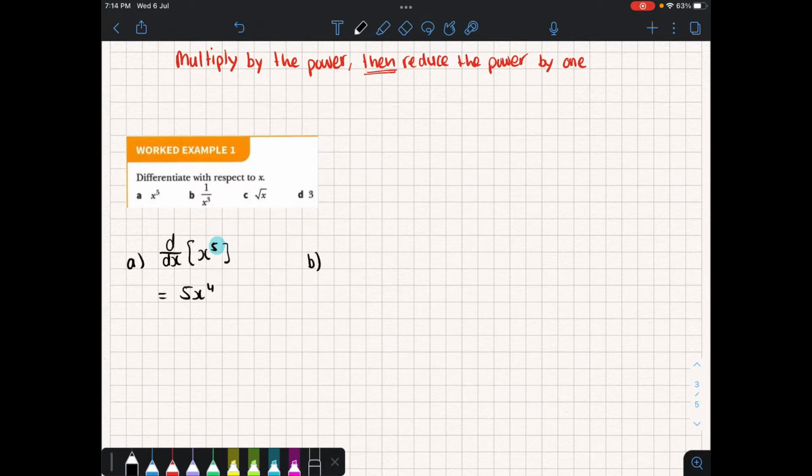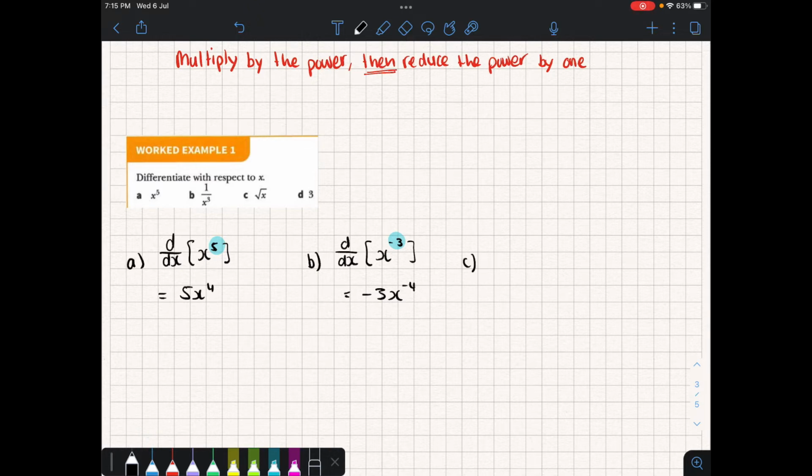Now for B, we want the derivative d by dx of 1 over x cubed. I can't differentiate when the variable is on the denominator, so I'm going to use index notation to bring it up to the top. This is going to be x to the power of minus 3. Now I can differentiate it like before. I'm going to first multiply by the power, and then reduce the power by 1. I need to be careful here because this is a negative number. So when I reduce negative 3 by 1, it becomes negative 4.